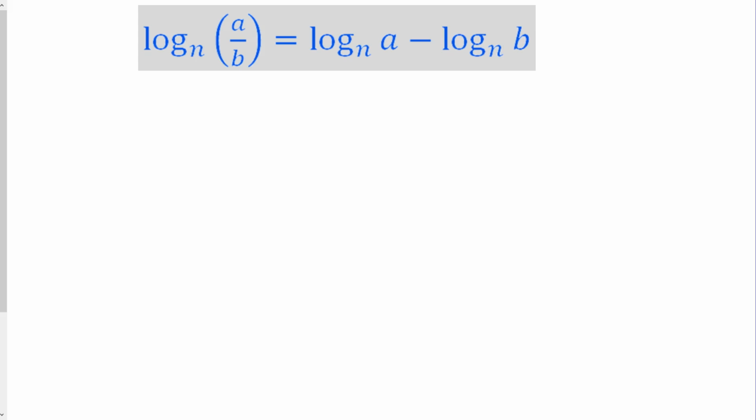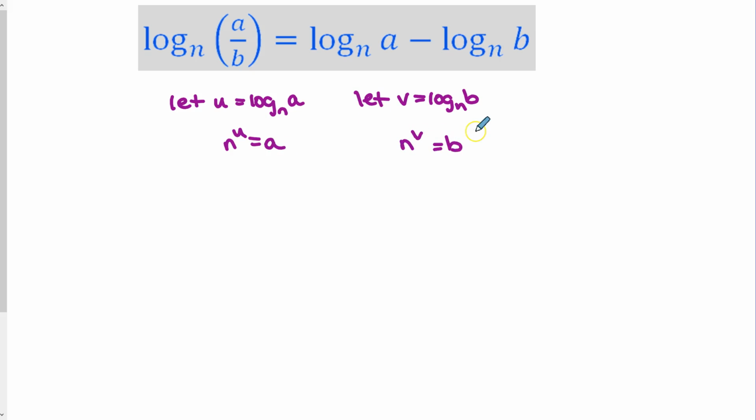Similarly, we can prove the quotient property. So we're going to start the same way. Let u equal log base n of a and let v equal log base n of b. Okay, so rearranging into exponential form, n to the u equals a, n to the v equals b. Now this time, instead of a product, a times b, let's find the quotient a over b. So that's going to be n to the u power over n to the v power. And our exponent properties tell us we should subtract those exponents. So that's n to the u minus v.